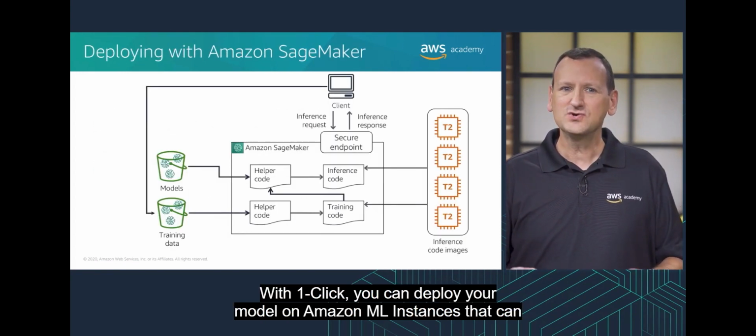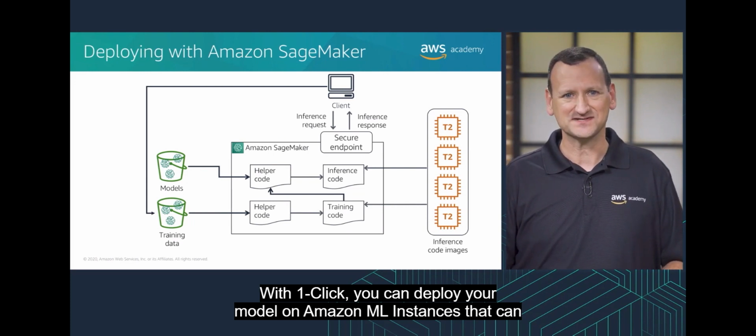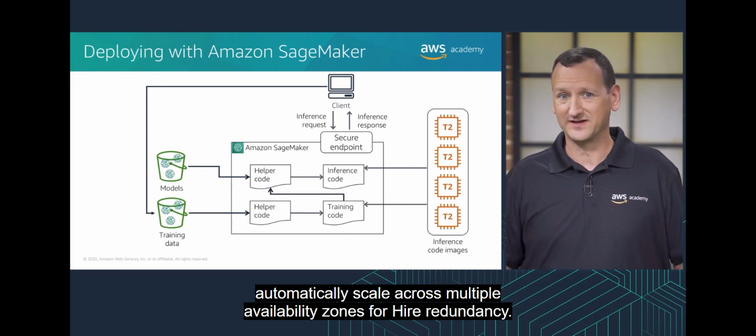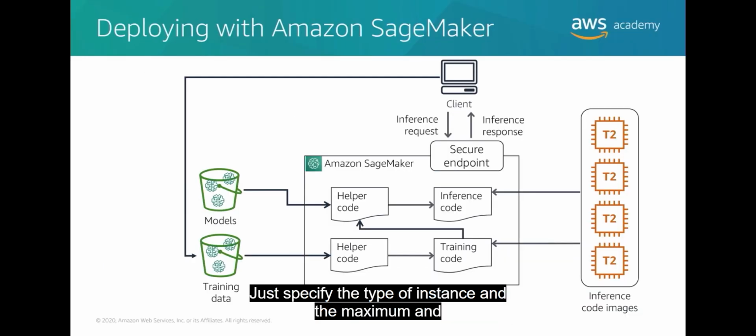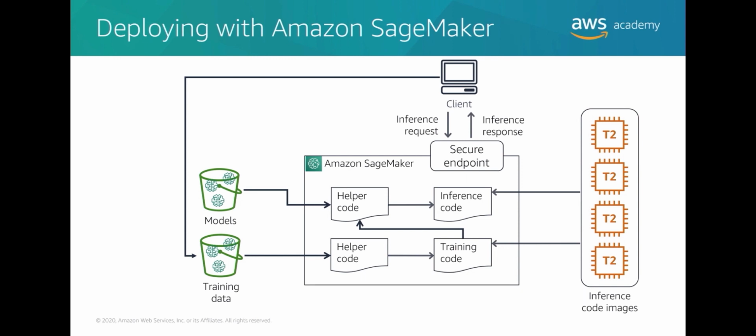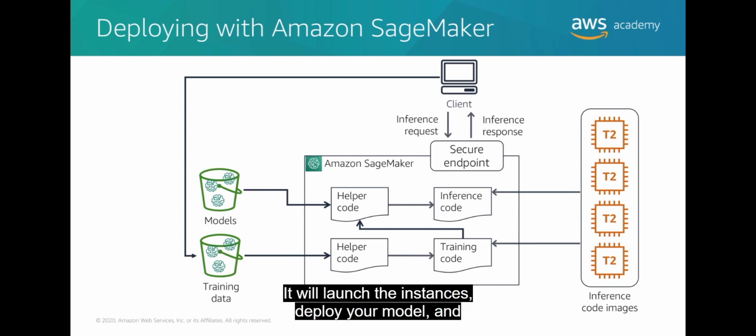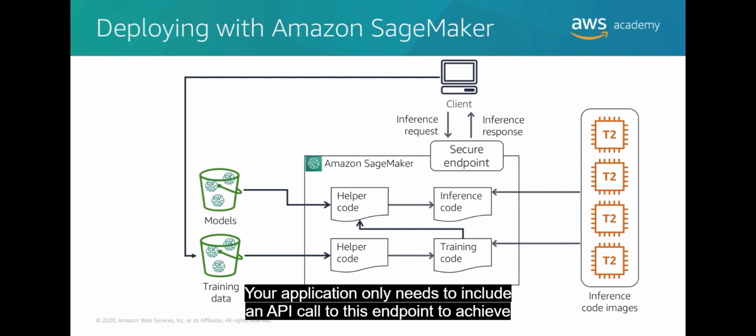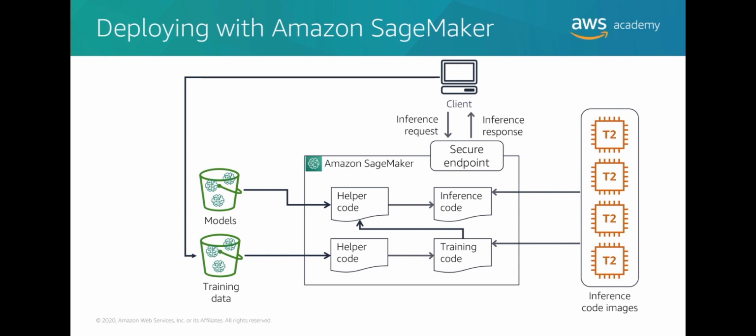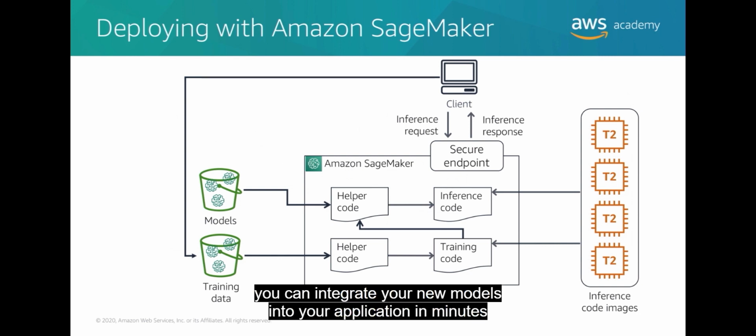With one click, you can deploy your model on Amazon ML instances that can automatically scale across multiple availability zones for higher redundancy. Just specify the type of instance and the maximum and minimum number of instances desired. SageMaker will take care of the rest. It will launch the instances, deploy your model, and set up the secure HTTPS endpoint for your application. Your application only needs to include an API call to this endpoint to achieve inference with low latency and high throughput. With this architecture, you can integrate your new models into your application in minutes because changes to the model no longer need changes to the application code.